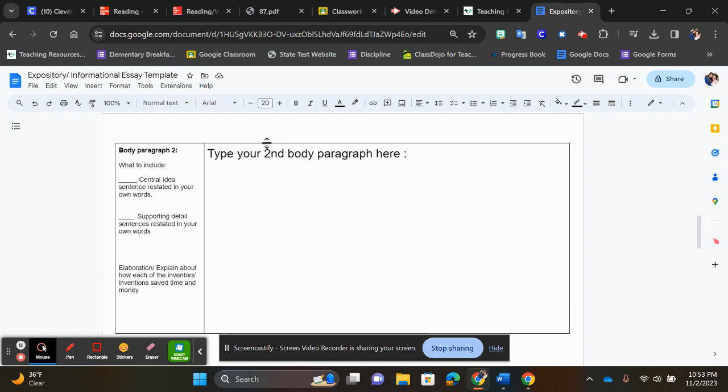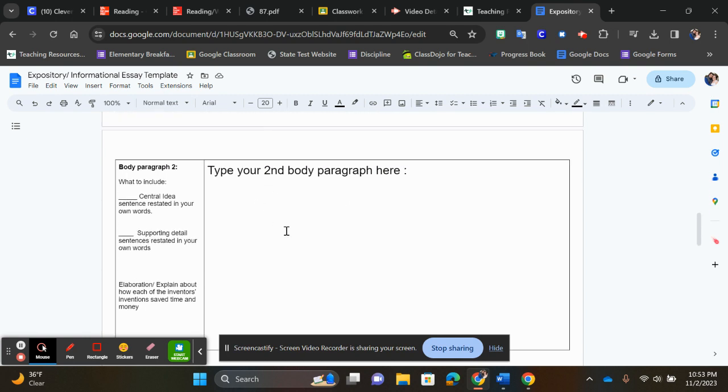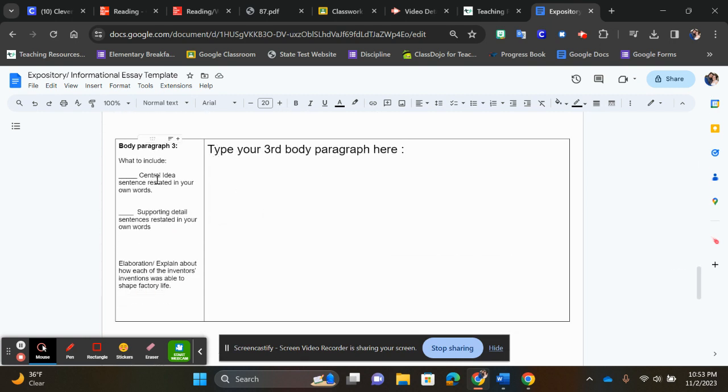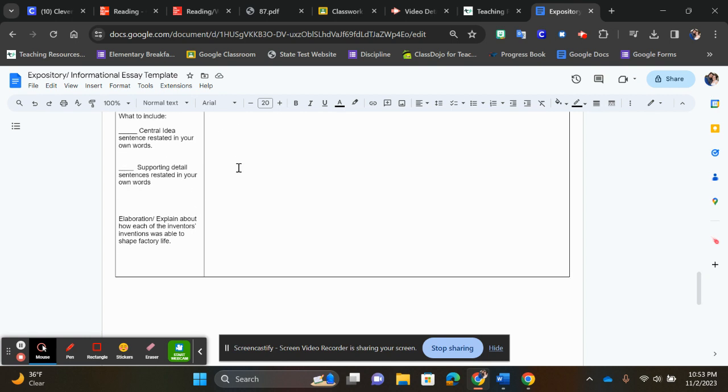This is the second body paragraph. Again, you've already written it. It's in your writing notebook. All you have to do is type it out. Scroll down. This is your third body paragraph. Again, you've already written it. All you have to do is type it out.